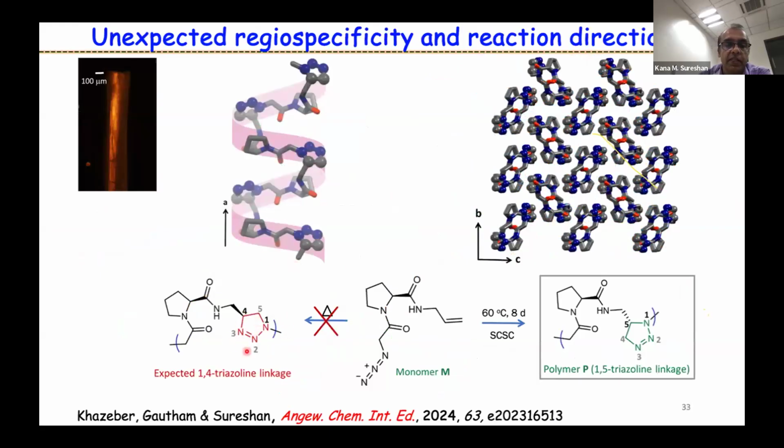Of course, in this case, it is triazole. It's not triazole. You can remove a molecule of nitrogen and you can change its helicity also. And also we can substitute other nucleophiles with the triazole, which we have not done for this case actually, but there is a possibility.